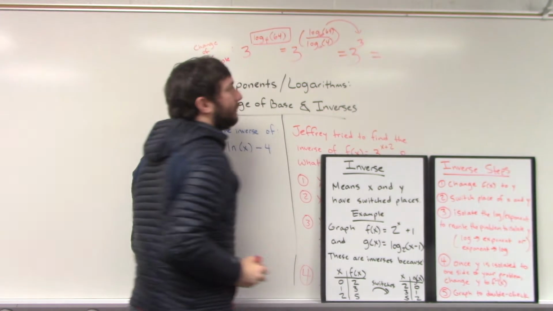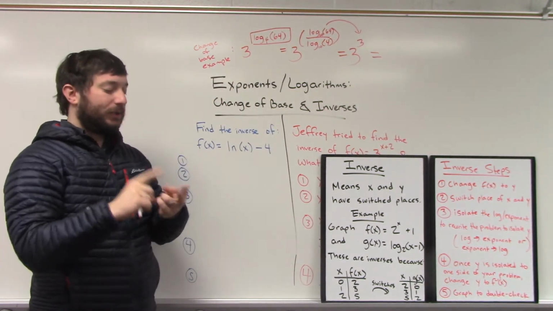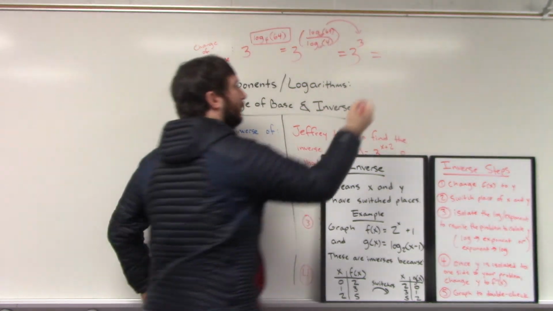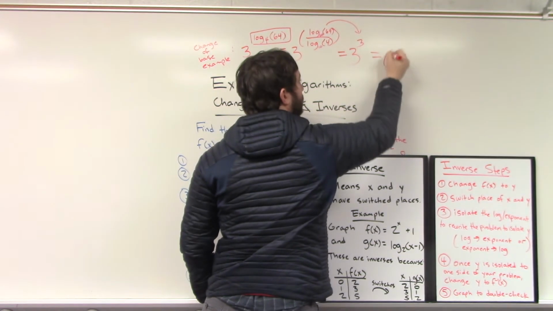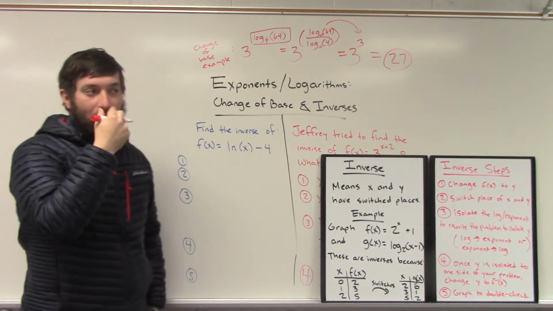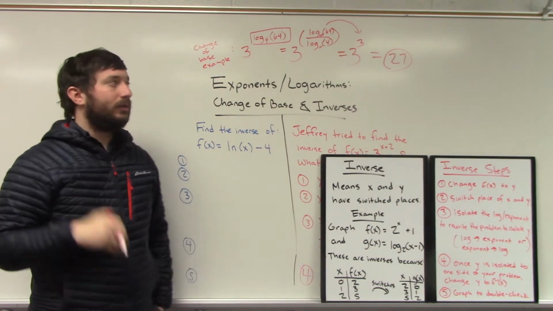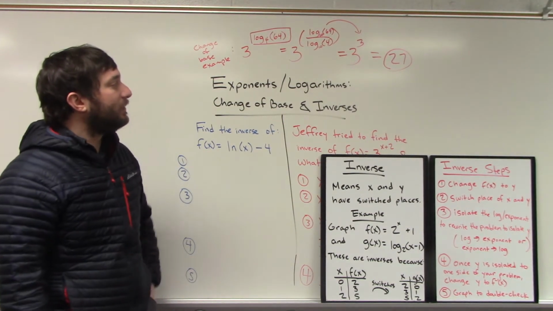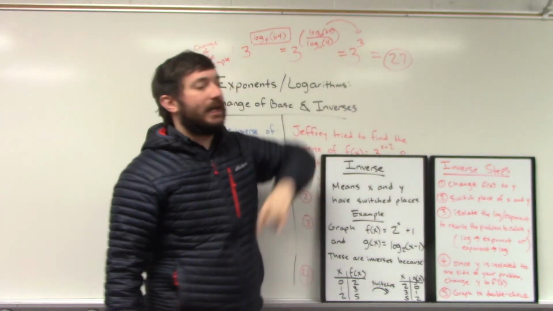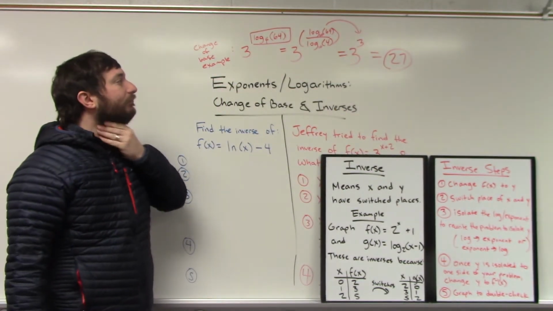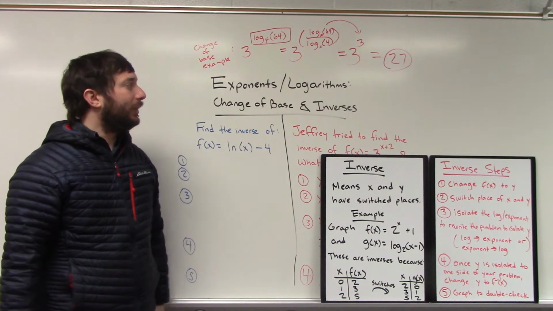And then 3 to the power of 3. That's not 3 times 3. It's 3 to the third power. 3 times 3 times 3 will be 27. That'll be your final answer there. We did need to use the change of base formula at the beginning. Once we did, that allowed us to simplify our exponent and then take 3 to that power. So that's your change of base formula.